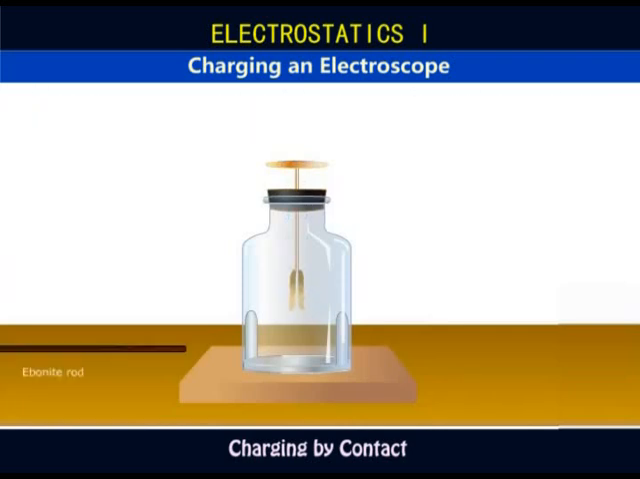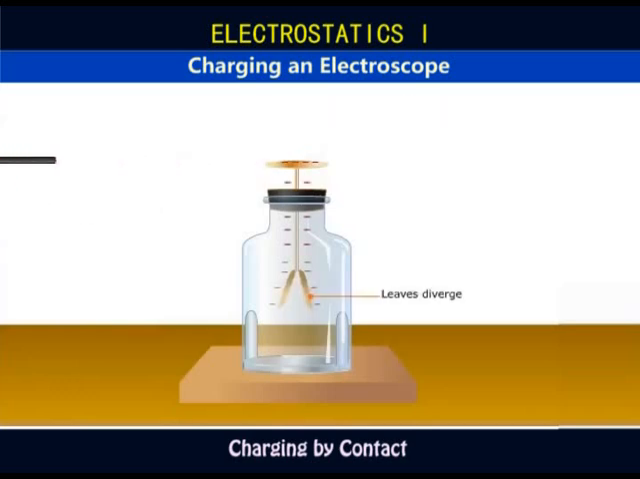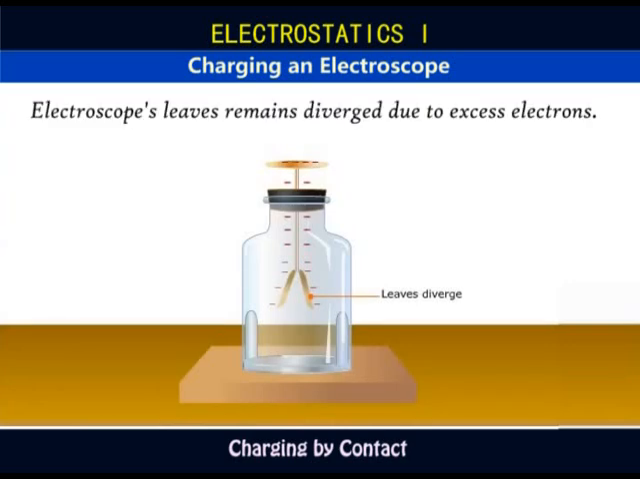An electroscope can be charged negative by touching its plate with a negatively charged rod. When the plate is touched, the leaves diverge due to negative charges being repelled downwards and all the induced positive charges being neutralized by the excess negative charges. When the rod is withdrawn, the electroscope remains charged due to excess electrons.